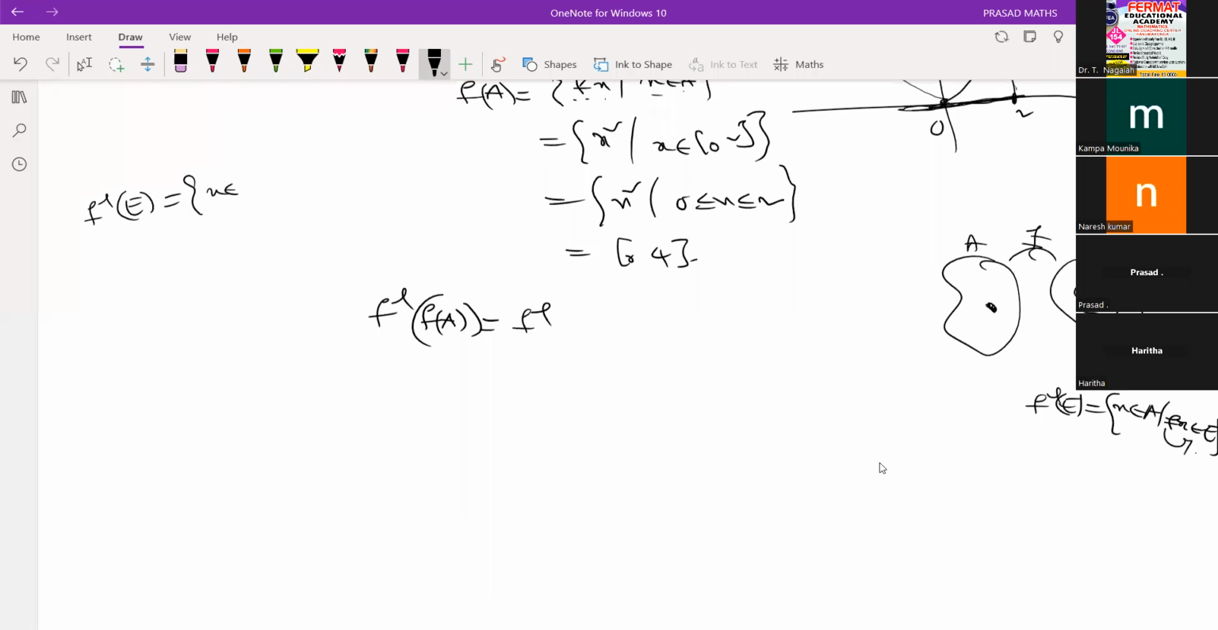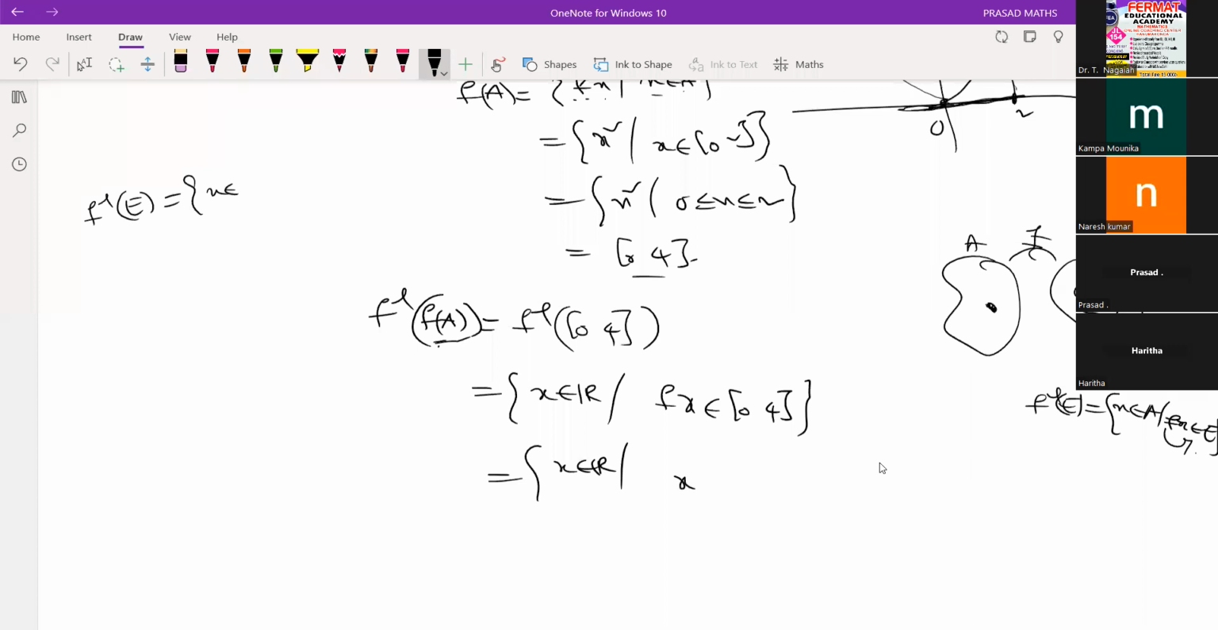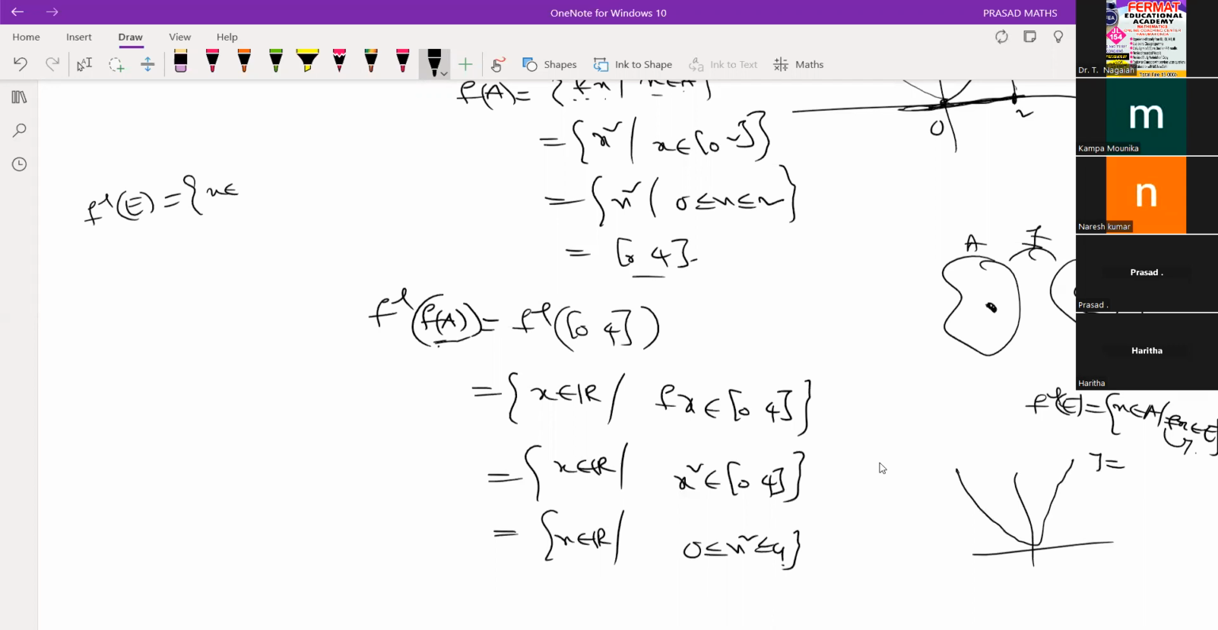So here, f inverse of what is my f of A? My f of A is 0 to 4. So what is inverse image? Set of all elements in a domain such that whose image belongs to closed 0, 4. That means set of all real numbers such that what is my f of x? X square belongs to closed interval 0 to 4. That means set of all real numbers such that 0 less than or equals to x less than or equals to 4. That means what is this actually? This is y equals to x square. So x square values lies between 0 to 4.